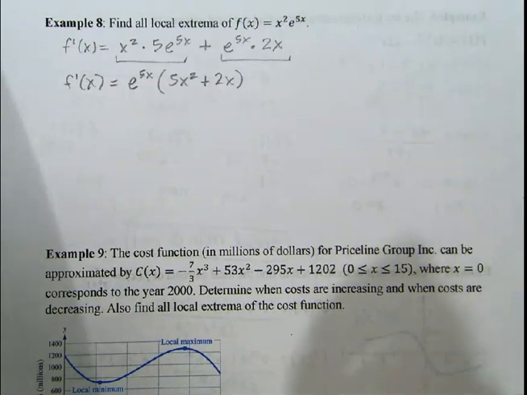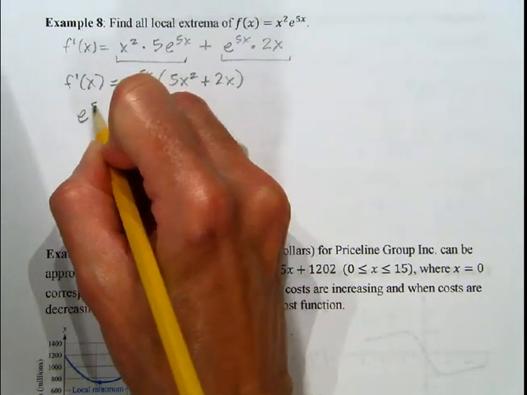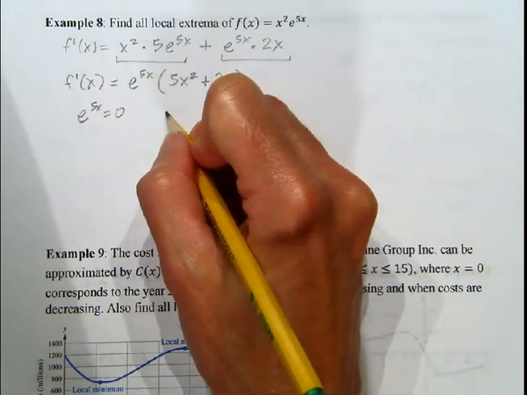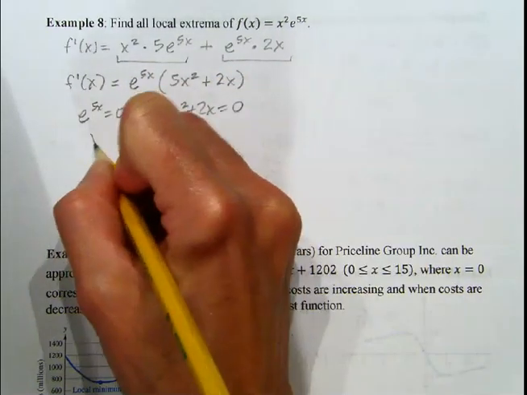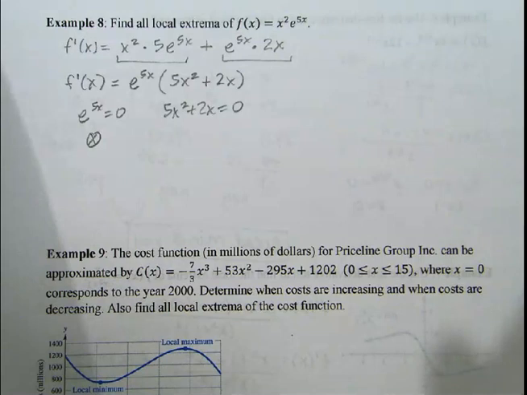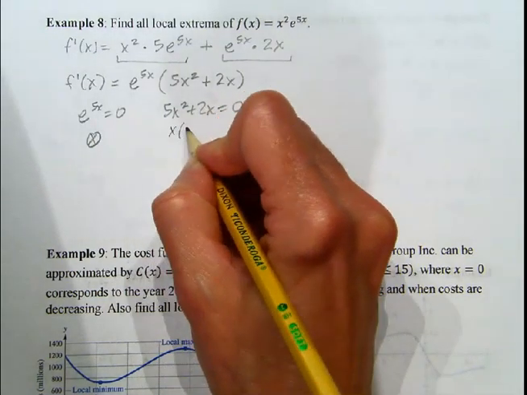So at this point, remember if I'm looking for my critical values, I'm setting this equal to 0 and solving. So I know that either e to the 5x has got to equal 0, or 5x squared plus 2x is equal to 0. Now this doesn't work. If you try to solve that, you're getting an error message. That's a domain issue. So you're really not having to worry about that. But this side, we could factor out an x.